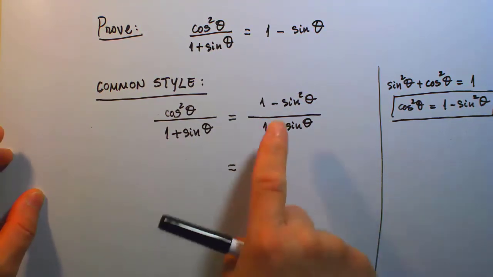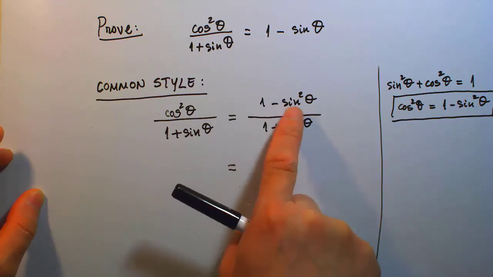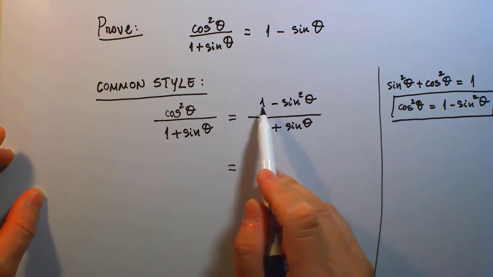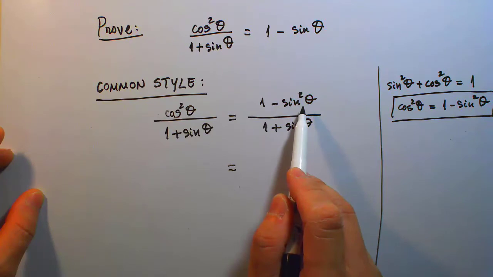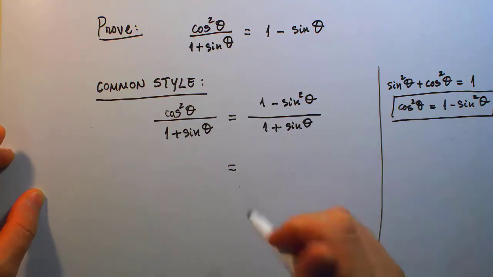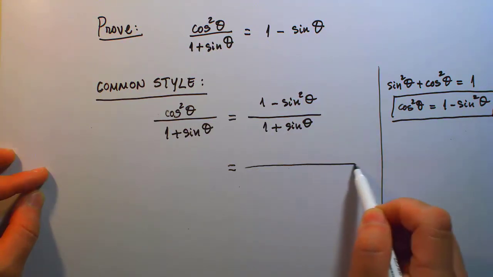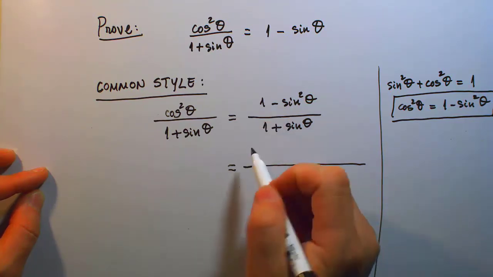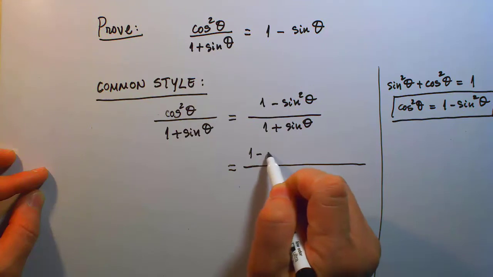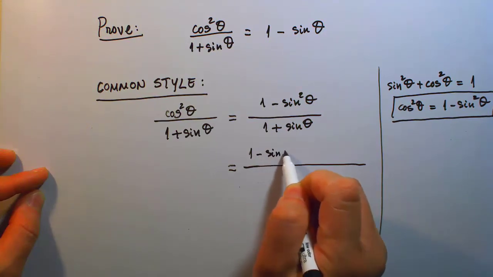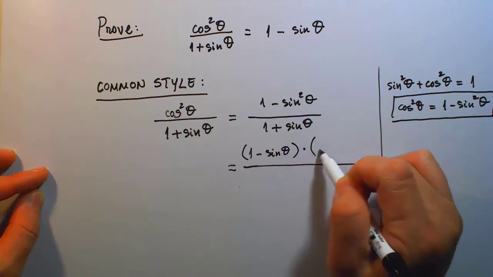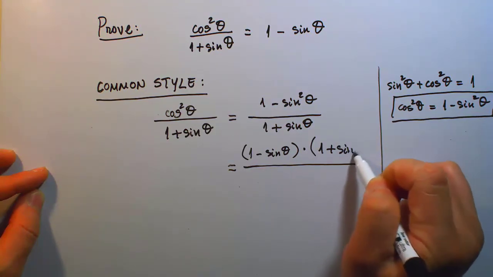But how I see it here is that 1 minus sine squared can be regarded as a difference of two squares. 1 can always be regarded as 1 squared, and sine squared is already a square expression. So we can bring in that identity we've learned back in algebra: the difference of two squares can be written as the product of 1 minus sine theta and 1 plus sine theta.